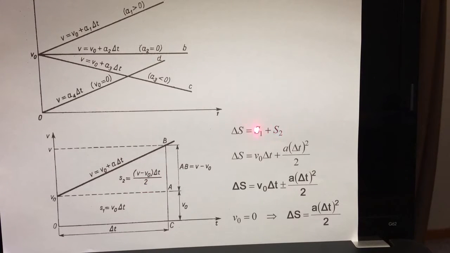Now let's substitute s1 with this term, s2 with the term like this, but instead of v minus v0 we have a times delta t, as we said. So altogether we have s equals v0 times delta t plus a times delta t squared over 2, which is written in here. And this formula is the introductory formula which enables us to calculate the distance in this motion.